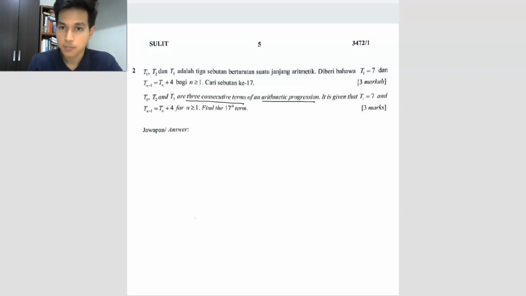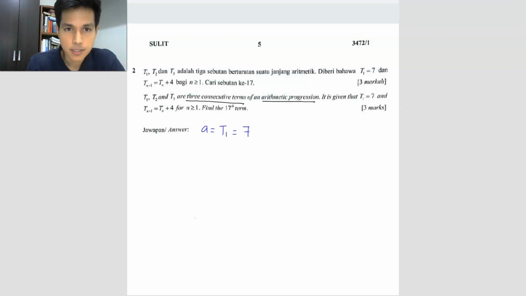Okay, so this is arithmetic, and it is given that T1 equals 7. If T1 is equal to 7, can we assume that T1 is A? Because it's 3 consecutive terms, right? We can assume that T1 is equal to A. So, okay, write like this: TA equals T1, which is 7.